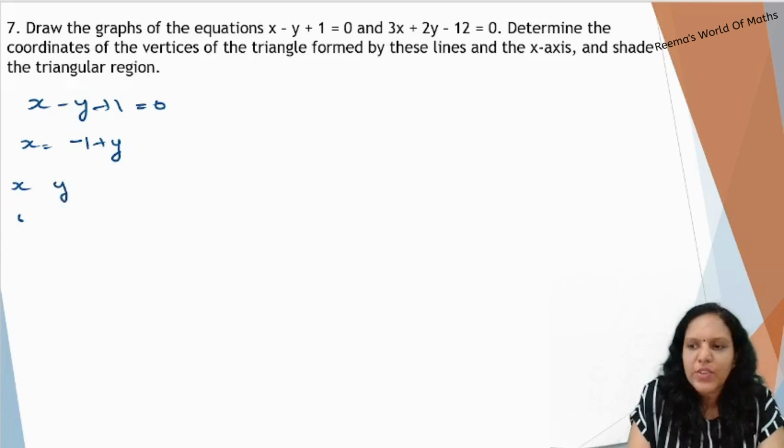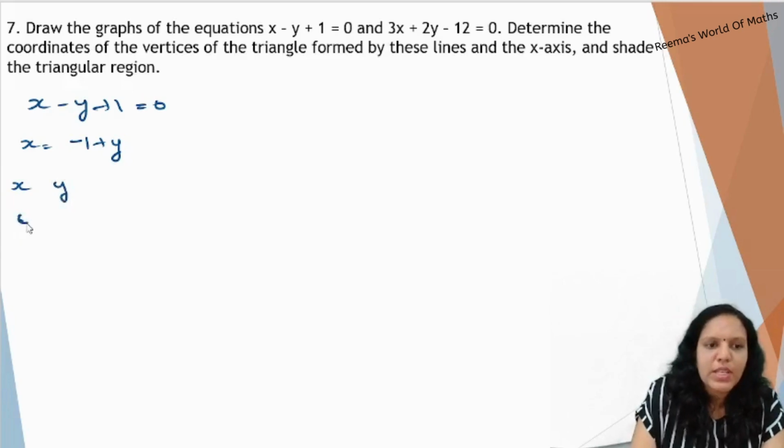So, first we can write x equals 0. Let's assume the value of x equals 0. So, that is 0 equals minus 1 plus y, which is y equals 1. So, the value of y is 1.